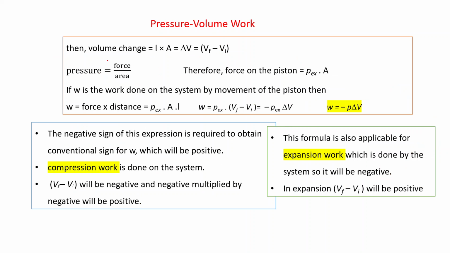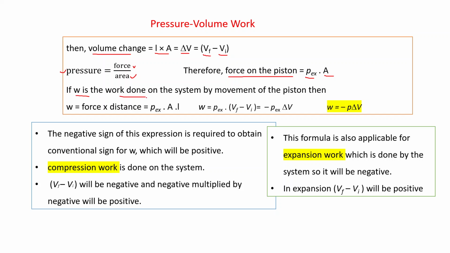Now, the volume change is given by L into A, and this is equal to delta V, which is equal to V final minus V initial. And whatever pressure we are applying, this pressure is equal to force divided by area. That's why the force on the piston is equal to P external times the area of the piston A, that is, P external multiplied by A.